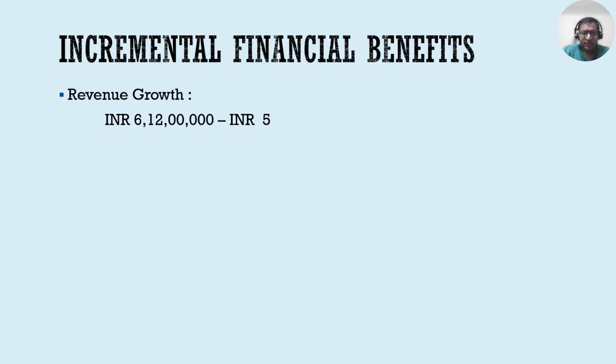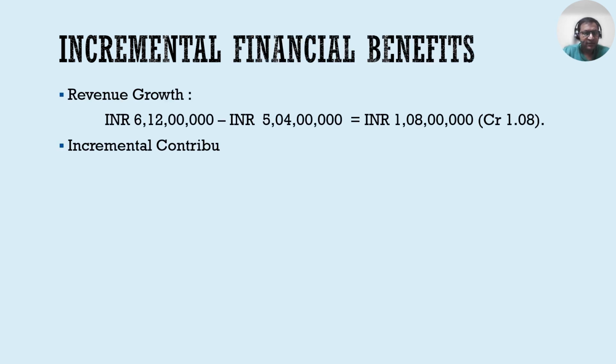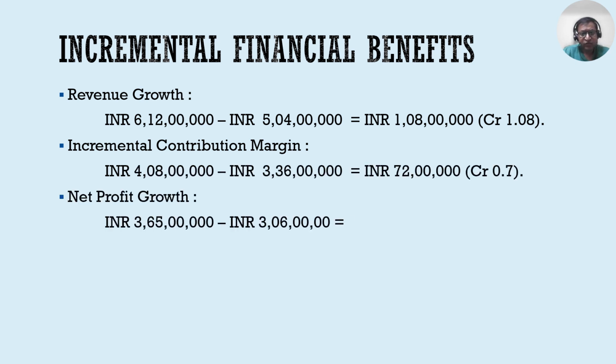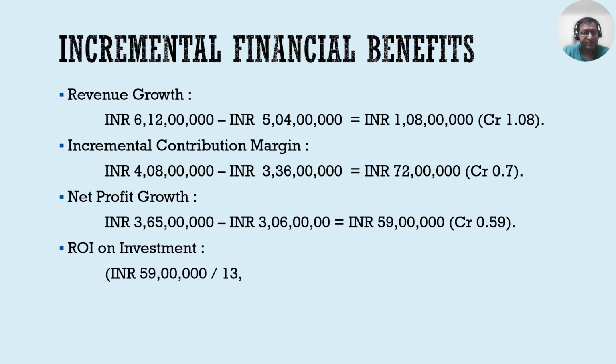The financial benefits are projected in this slide. Incremental revenue growth from OE 70% to 85% is equal to revenue when OE is 85% minus revenue when OE is 70%, which comes to 1 crore 8 lakhs. Incremental contribution margin is equal to contribution margin at 85% less contribution margin at 70%. It's coming to 72 lakhs. Net profit growth is equal to net profit at 85% minus net profit at 70%. It's coming to 59 lakhs.